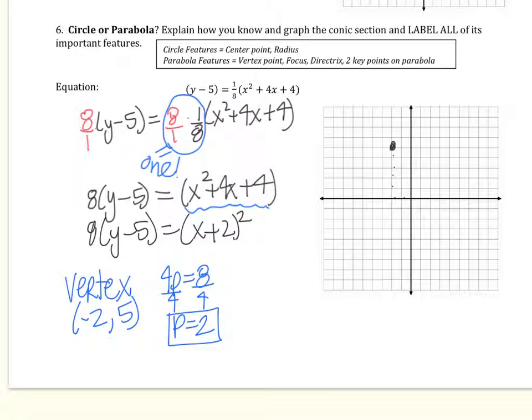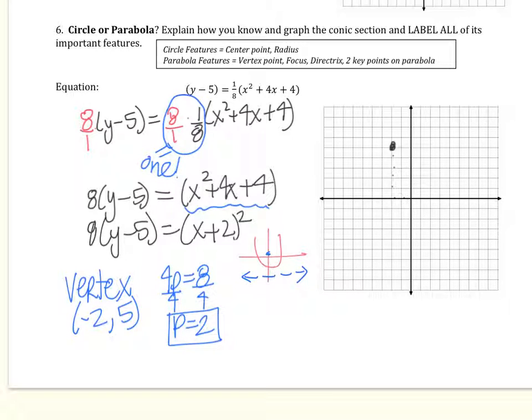And at this point, I really need to ask myself, is this an upwards facing, downwards facing, leftward facing, or rightward facing parabola? So first, the x is squared. So if the x is squared, that means it's up or down. And since my a value is positive, that means it's a smile. So just a quick sketch of it means it's going to be upwards facing, and my focus will be above the vertex, and my directrix will be below it.